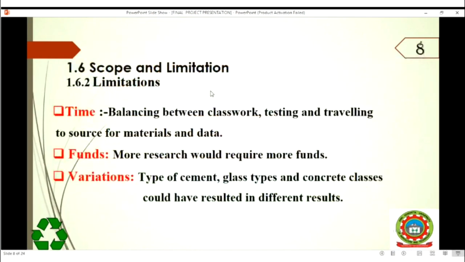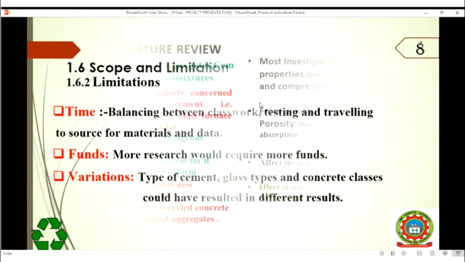As for limitations, time was a limitation, and funds could also be a limitation where more research is required. We also noted there could be a variation if the cement brand varied, glass type varied, or concrete class varied.